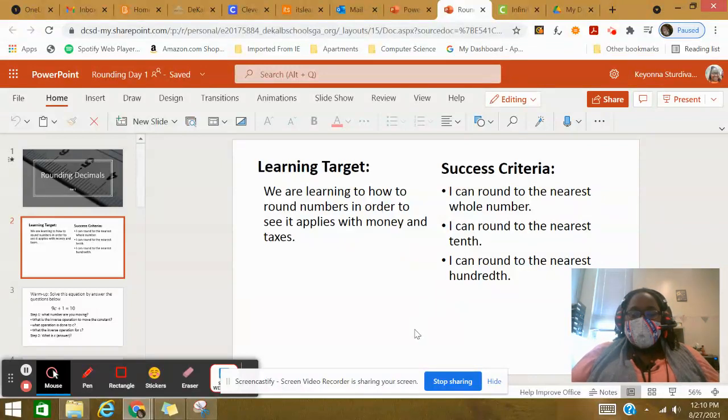If you are copying your notes from the video, this is a good time to pause the video and go ahead and copy this down in your opening sheet. Go ahead and copy the learning target and success criteria in your opening sheet.